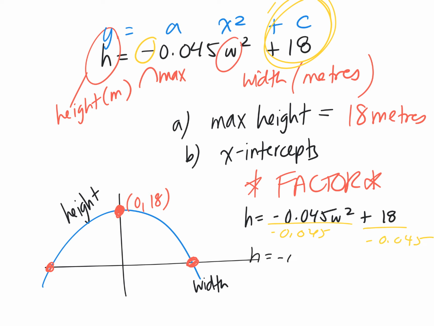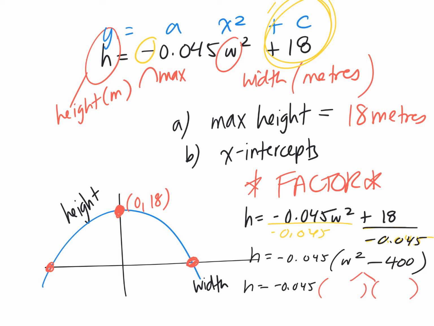And you're left with w squared. What's 18 divided by negative 0.045? What do you get? When you divide these two, you get negative 400. Can you factor this now? Is that a difference of squares? So how do I factor this difference of squares?